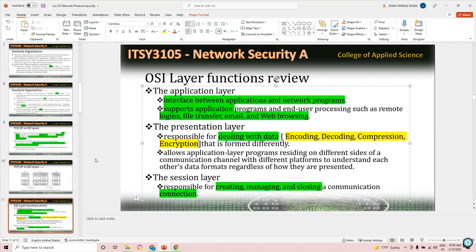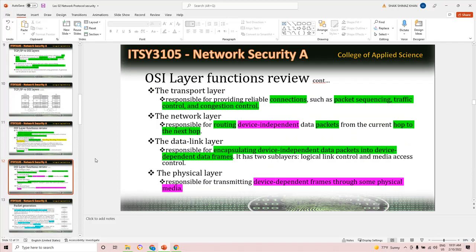Session layer job. Whenever any connection is established, the best example is Google Meet. We are all connecting to the Google server, and the session connection is created. It is responsible for managing it. In case of any interruption or network problem, it will reconnect, and finally it will close the connection. So this is the main job of the session layer.